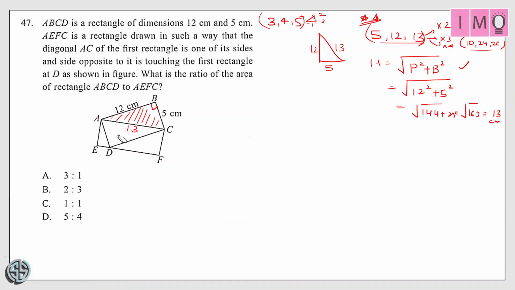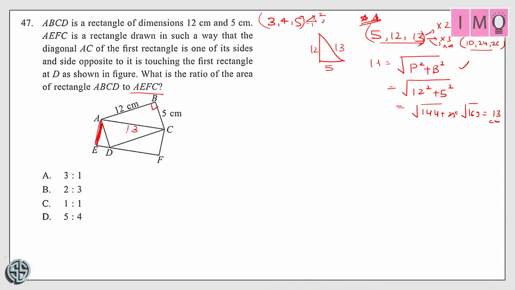In the question here, we have calculated the value of AC, which is 13 centimeter. Now you can see AC is a side of a rectangle, right? AC is the length of the rectangle, but to compare the areas of AEFC, we need to find the breadth of the rectangle also. Okay, so how can we find it?